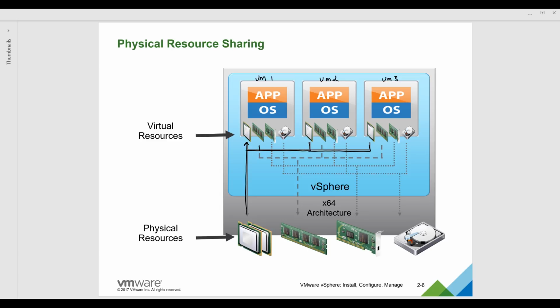Same thing with your memory. It's being shared here for VM1, VM2, and VM3. Then you look at your network card. Your network card is basically being used on VM1, VM2, and VM3. Then you got your hard drive being used across VM1, VM2, and VM3.